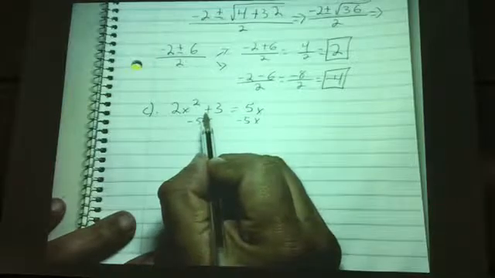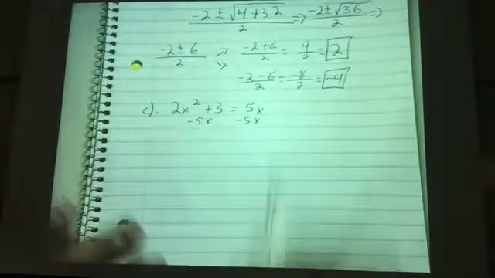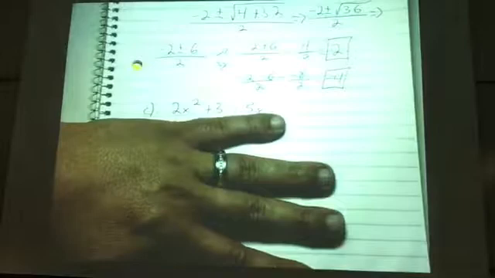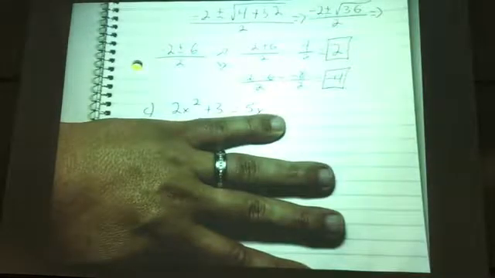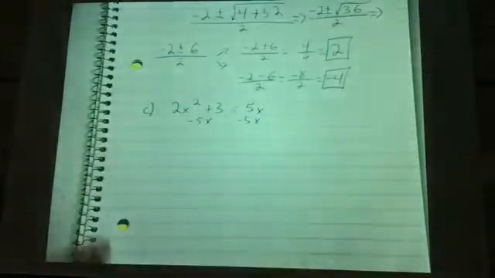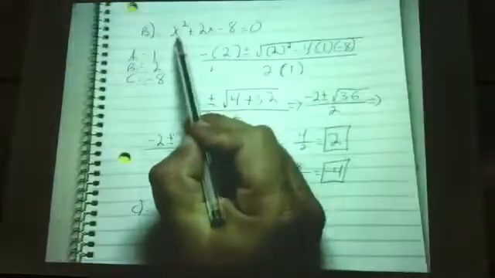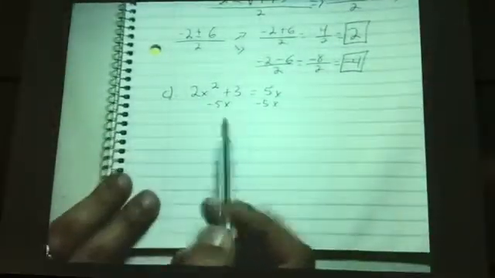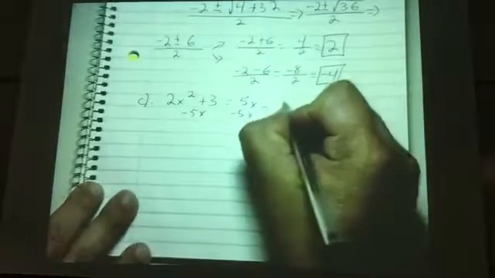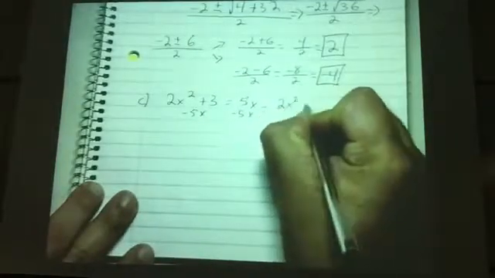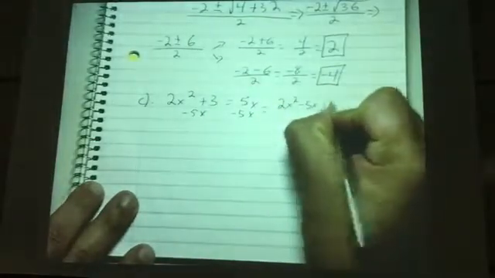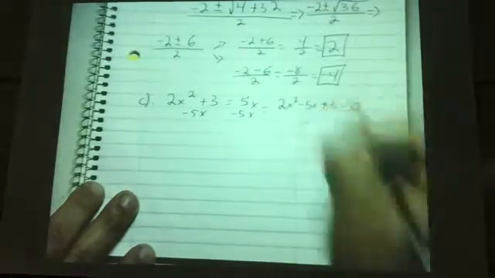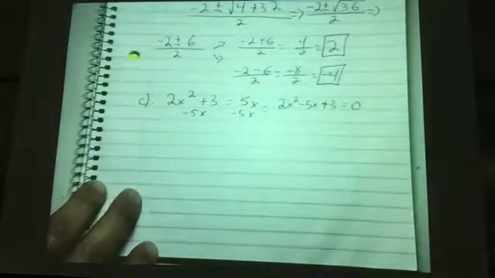But is it specifically under something, or is it just this? No, it looks like that. You see it? And I want to make it look in standard form, which looks like this. It's set equal to 0, which means I need to set this equal to 0. And to set this equal to 0, it's going to be 2x squared minus 5x plus 3 equals 0. Now I can use the quadratic formula.